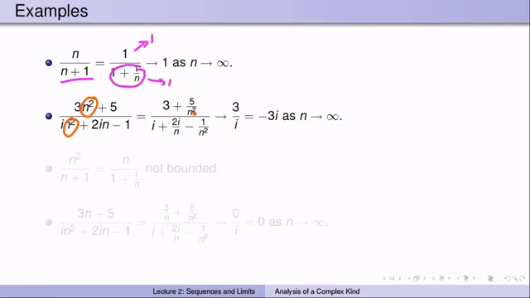Now I know 1 over n squared converges to 0, so 5 over n squared converges to 0, so the whole numerator converges to 3. In the denominator, I have 1 over n squared going to 0. I have 2i over n going to 0, and so the denominator goes to i. So the whole limit is 3 over i, which is not how we write complex numbers.